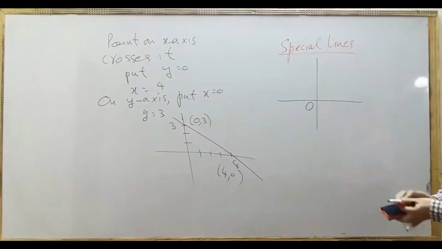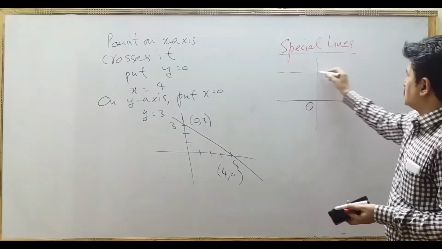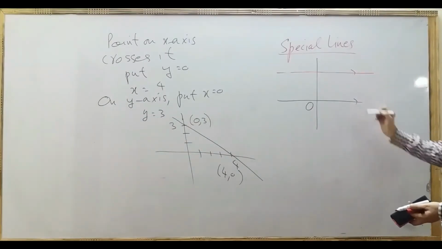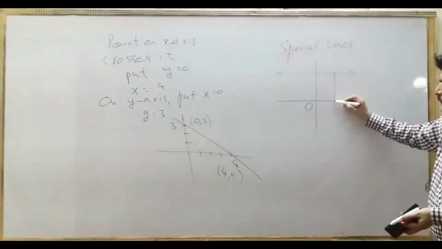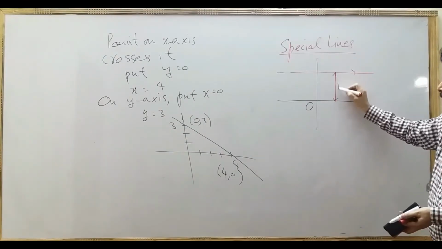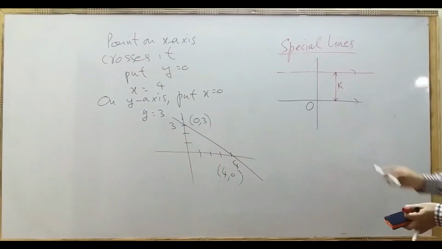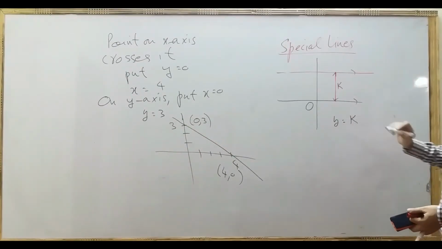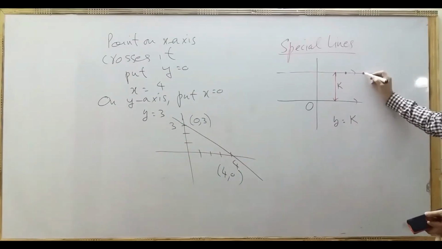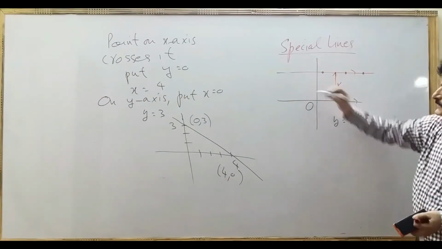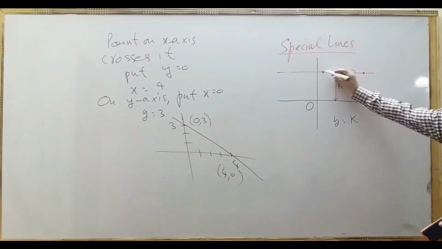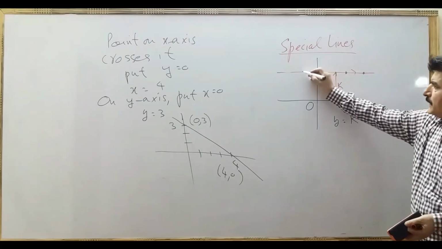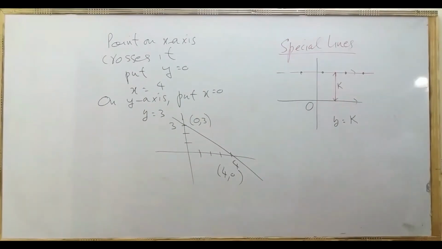Again we have x-axis, y-axis. I have a line parallel to x-axis and suppose this height is any number k which will be positive. Then the equation of this line will be y equal to k. Because for every point on this line, the vertical height, which is the y coordinate of this point, this point, this point, so every point will have the same y coordinate which is k.